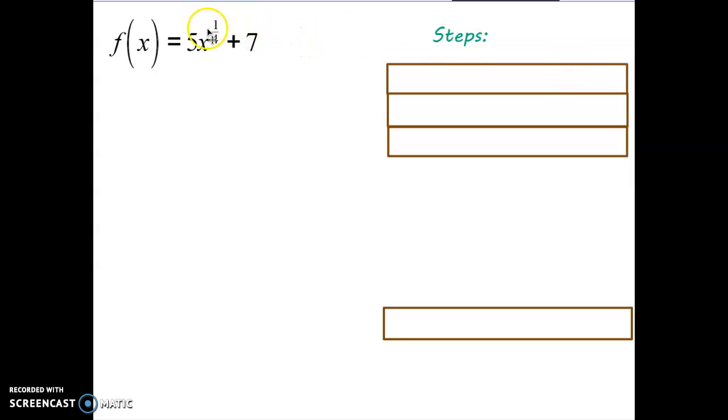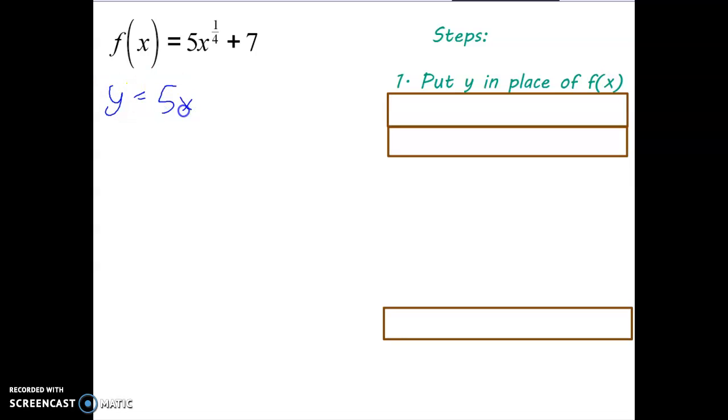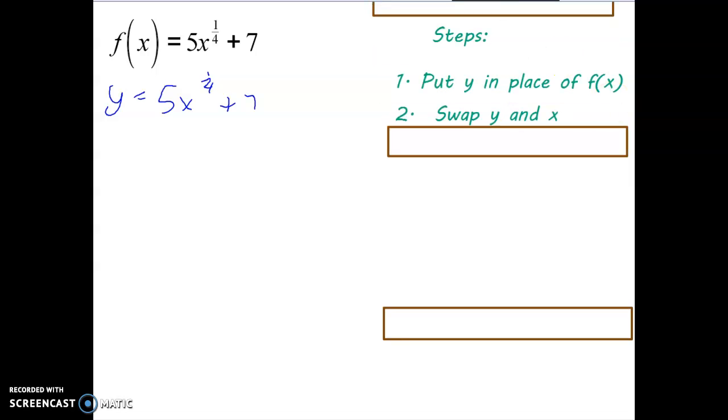All right, this time I've got a 1/4 power, but that's okay. We worked with fraction exponents last time, not worried. All right, so first thing we're going to do is replace f of x with y. Okay, all right, now that second step, no difference here. Swap the x and the y. So I'll do just like I did last time and swap those two.